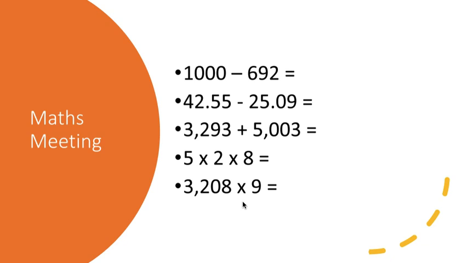And finally, a column multiplication, 9 times 8, 9 times 0, 9 times 200, 9 times 3000. Combine it to find your answer. Pause the video to work them out now. And let's look together in 5, 4, 3, 2, 1, 0.